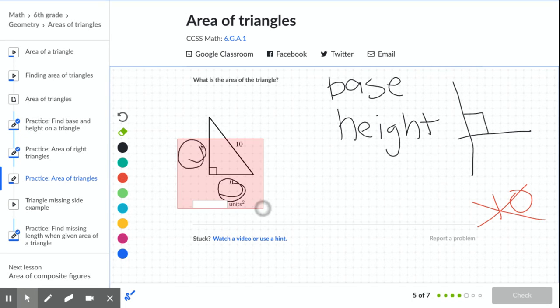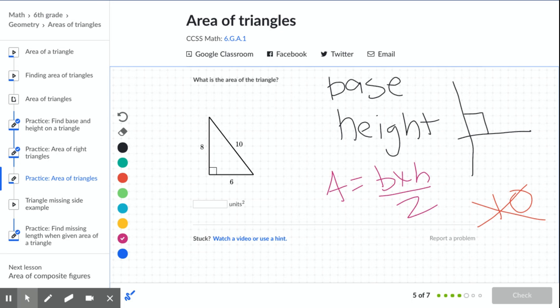But the other numbers we do need. We need that 8 and the 6 because to find area, what we do is we multiply base times height divided by 2. So here, because the 6 is on the bottom, I'm going to call it the base, and the height is 8, and then we divide by 2. Don't forget to divide by 2. It's such a common error, but it's so avoidable as long as you're careful. Well, I know 6 times 8 is 48, and 48 divided by 2 should be 24.